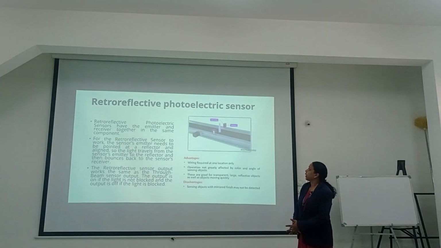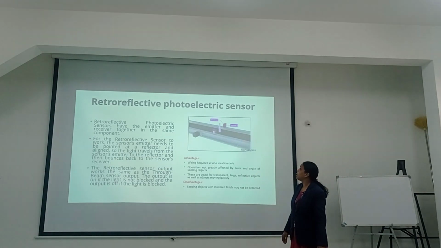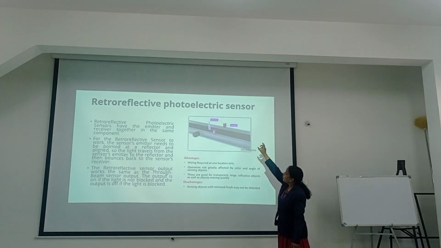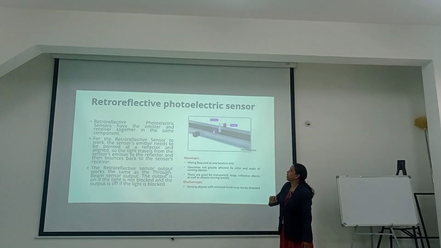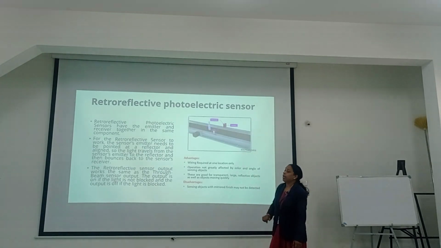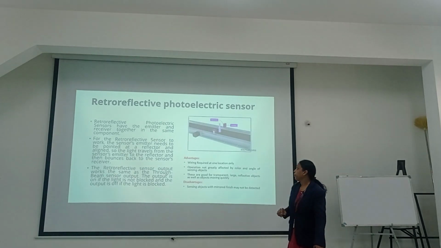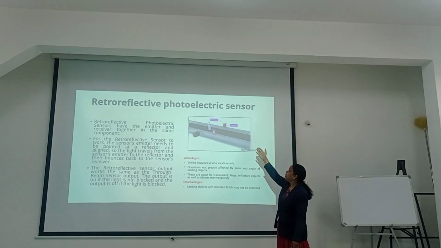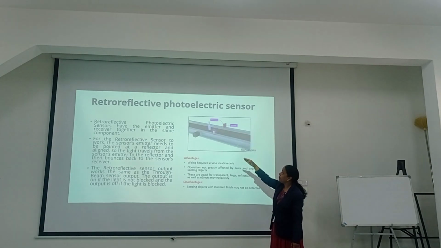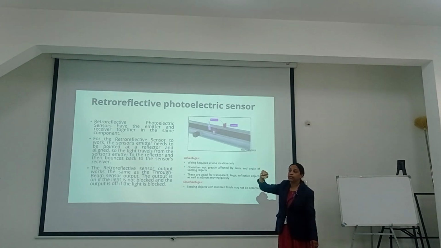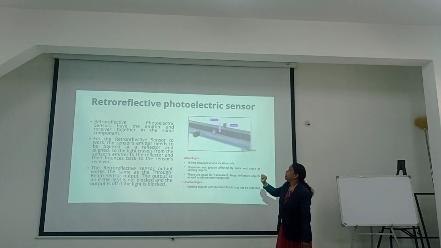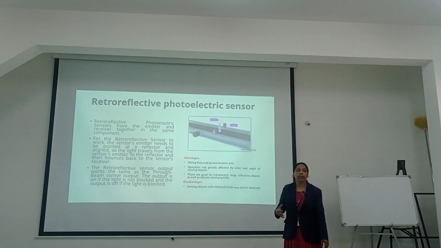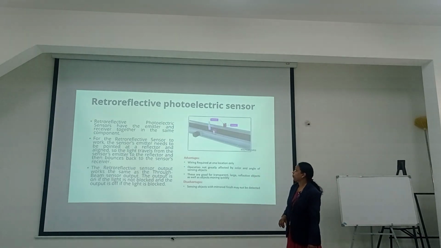So if we see the second type, that is the retroreflective photoelectric sensor. Here the emitter and the receiver are in a single case, but at the other side we have to place a reflective mirror. So here it works similar to the first one, that is through beam. The emitter will be emitting the light continuously and the reflector will be reflecting the light, which will be received by the receiver section. But when the object comes here, the object will obstruct the light, and the receiver will not receive the light and it will be off.